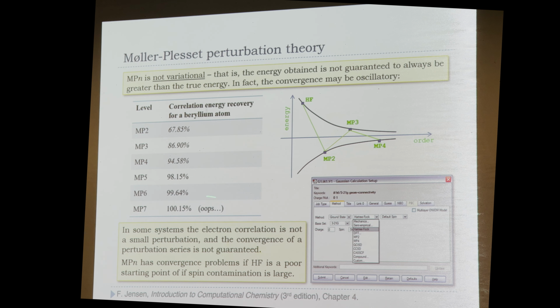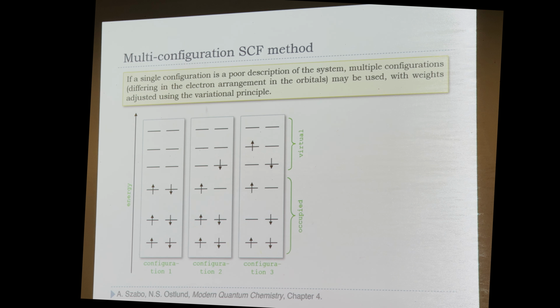And so if the program reports convergence problems with Møller-Plesset, that simply means that the Hartree-Fock state is a very poor starting point because, for example, your molecule cannot be described by a single set of populations in a single set of orbitals, and we need to do something else. Right, what is something else?